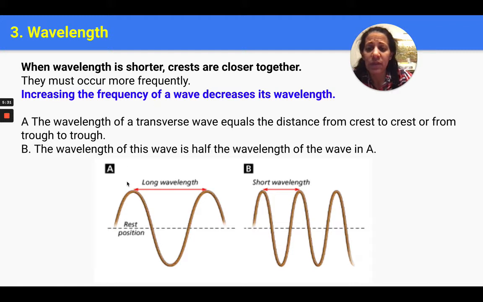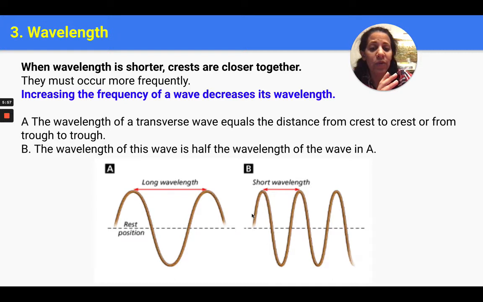Let's say, for instance, that this is a long wavelength compared to this short wavelength. If you can see, the distance between the crest and the crest here is longer than the distance between the crest and the crest here. So that means this has a longer wavelength than this one, and this one has a shorter wavelength than that one. Okay? Now, obviously, wavelength and frequency are related because here it's less frequent than here.